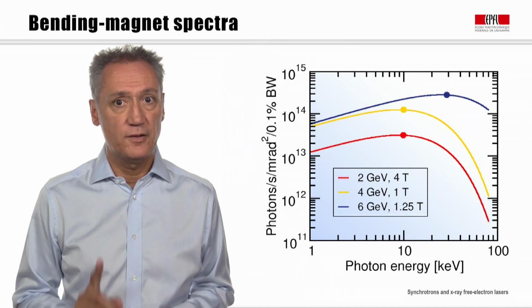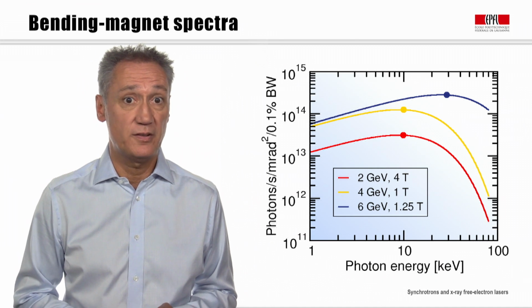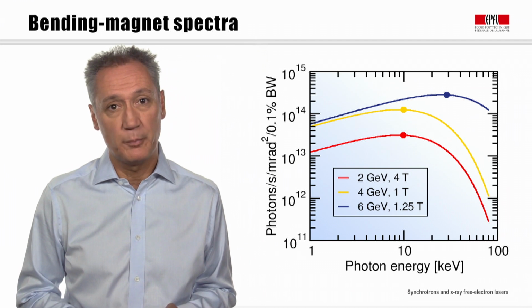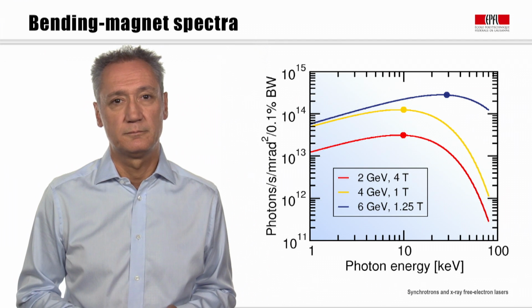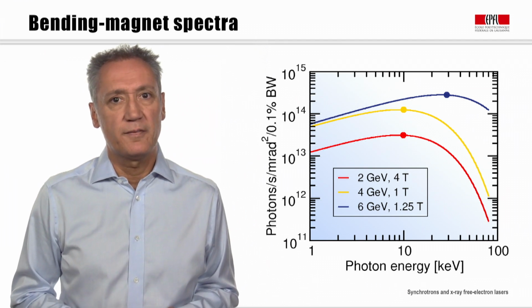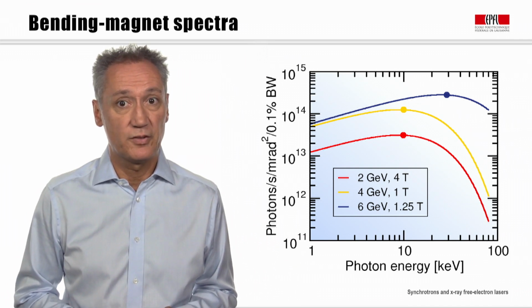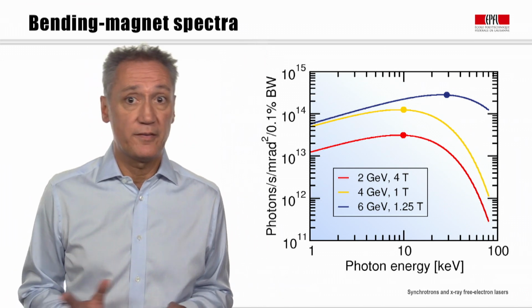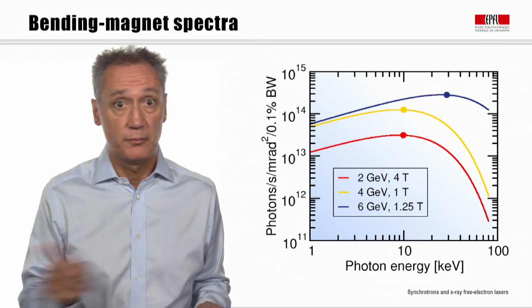Note again that high-energy storage rings, such as shown in blue for a 6 gigaelectron volt facility, easily access high critical energies on account of the square dependence on the storage ring energy. It turns out that half of the integrated radiative power produced by a bending magnet lies below the critical energy and half above. But what we haven't yet discussed is how the spectral flux is spatially distributed in angle and position.